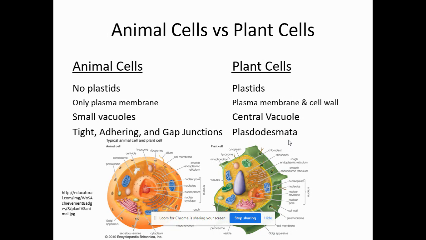Animal cells have vacuoles, but they're small. Plant cells also have vacuoles, and they specifically have this big central vacuole that houses a lot of water. Another difference is the types of cellular interactions. Plant cells have those plasmodesmata. On animal cells, we talked about the tight, adhering, and gap junctions.